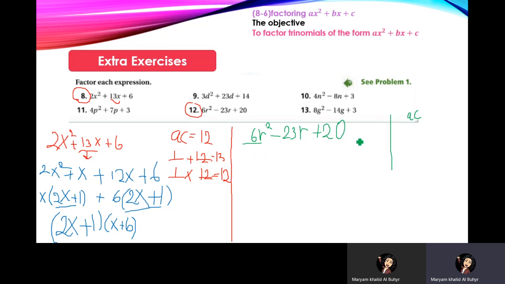A is 6 times C, 20. So I will multiply them directly. Immediately, you can just multiply them by calculator and then put them down. 6 times 2 is 12, and 0, it's 120, sorry, 120. Now I'm going to think about two numbers. Once you add them, you will get what you have in the middle, negative 23. Once you multiply them, you will get 120.